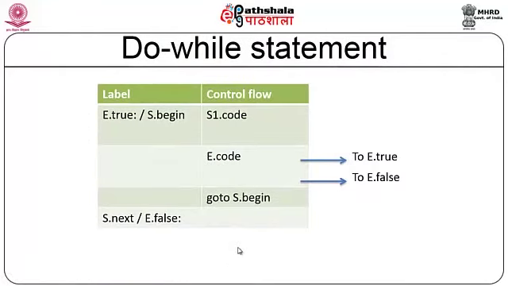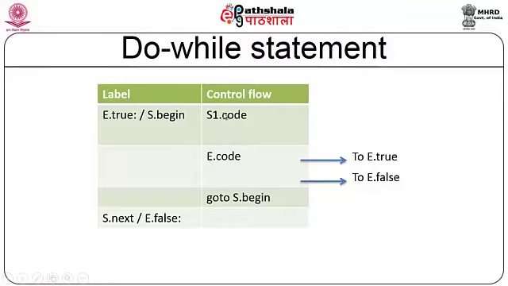Now, this do while is an exit controlled statement, so the body of the loop at least gets evaluated once. So, again what I am going to do here is evaluate S1.code first. I am calling this S.begin. But before evaluating the expression, I cannot call this E.true, so I will simply call this S.begin itself.